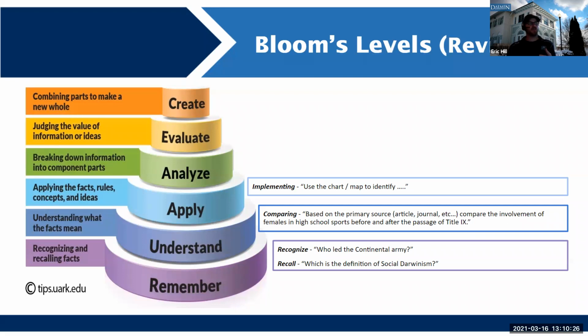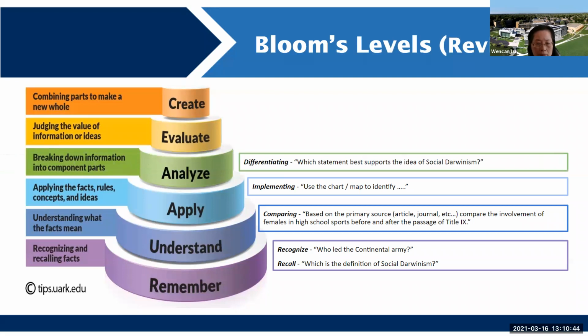So think about what I just said with apply, right? You have to recall some facts and then use those facts in order to solve some sort of problem, to apply that information in some sort of way. So if we're thinking about applying as incorporating pieces of understanding and remembering, analysis would be no different. Analysis is going to incorporate pieces of remembering, understanding, and applying in order to analyze information, in order to break it down into component parts. Differentiating is definitely one area that would fit into analyzing information, right?